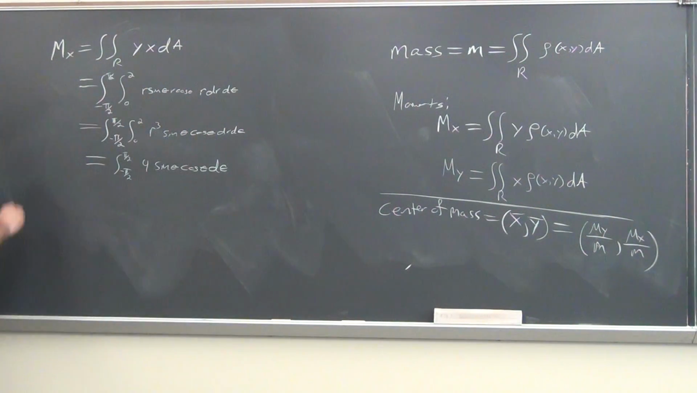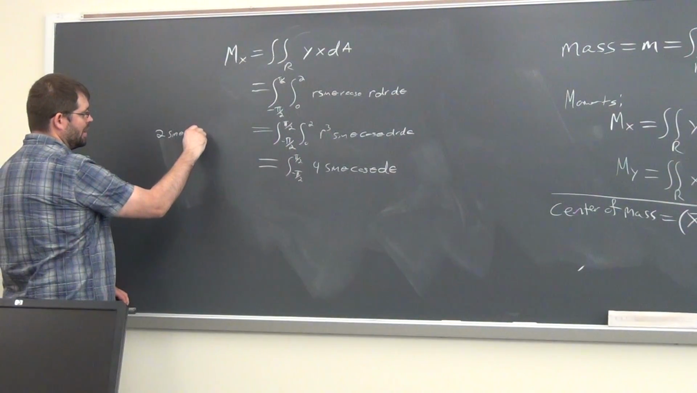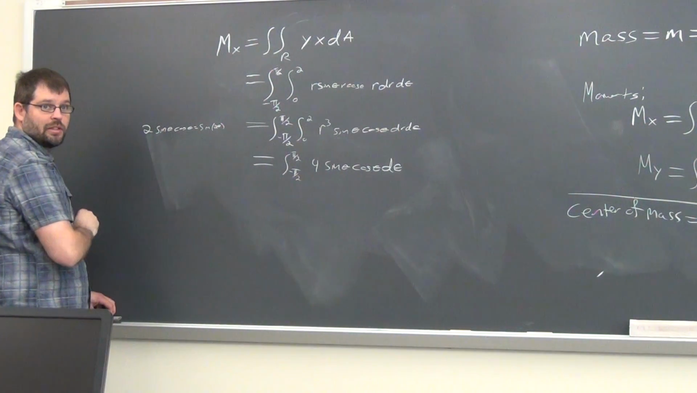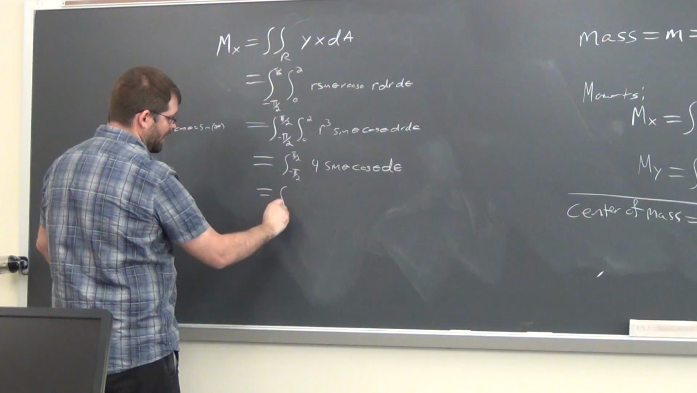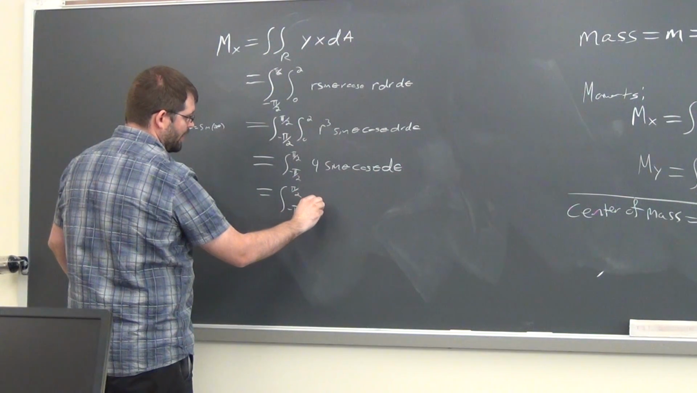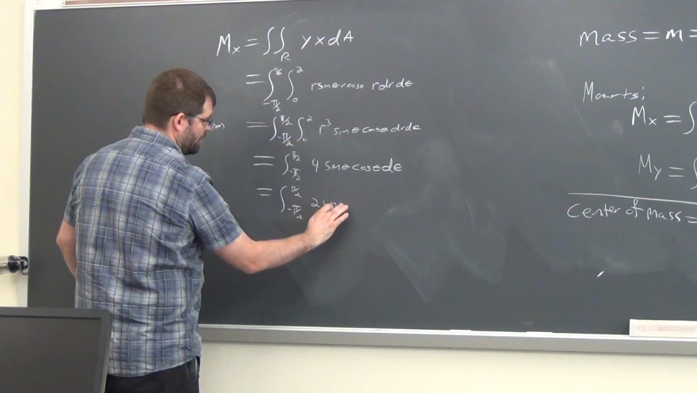So remember, you have an identity that 2 sine cosine is sine of 2 theta. Does that make sense? And so you could split this guy up like that. And what do we end up with here? 2 sine of 2 theta, good.